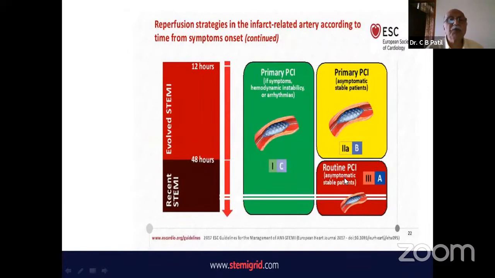What about 12 to 48 hours if the symptoms are continuing? For example, for primary PCI, if hemodynamic instability is there, or arrhythmias are there, LVF is there, definitely you should send again for primary PCI. But thrombolysis or fibrinolytic agents may not be able to help. Whereas primary PCI, if it is beyond 24 hours, becomes 2A if there are continuing symptoms. Routine PCI is not at all indicated beyond 48 hours. It is 3A.